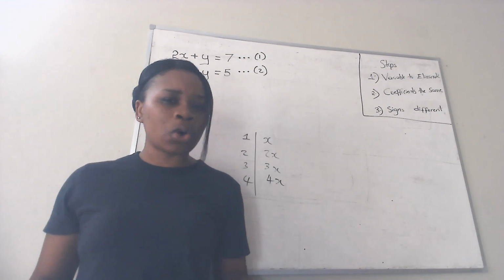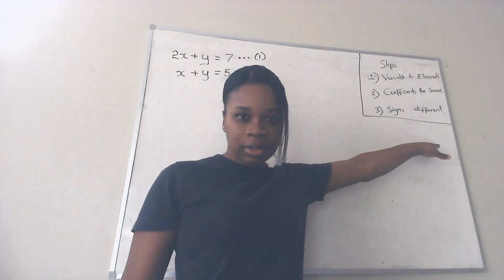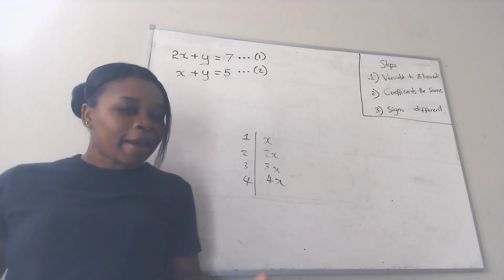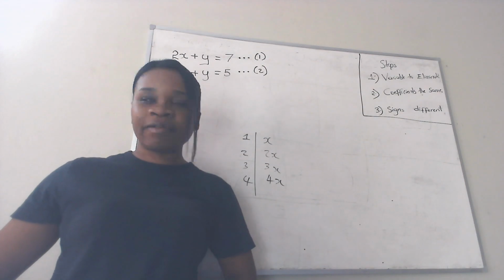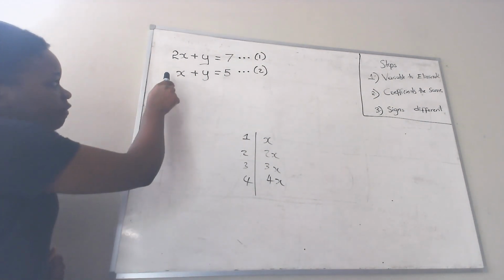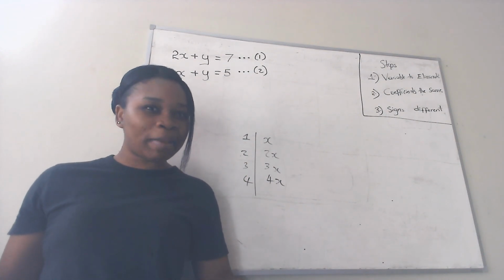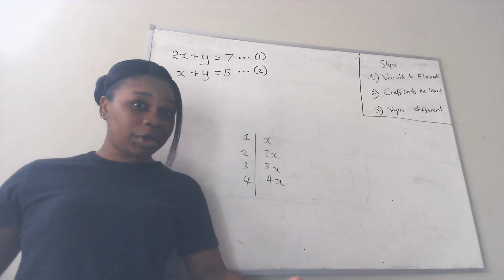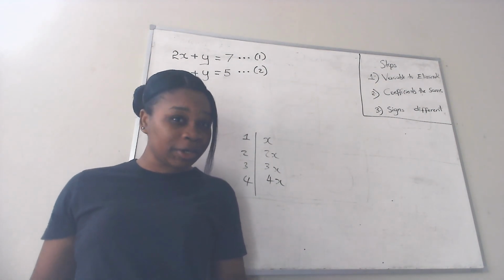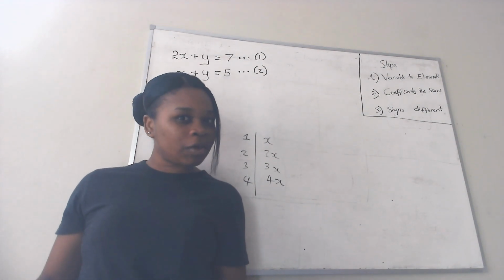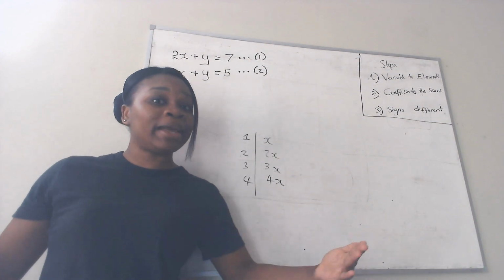But before I do so, look at the third step. The third step is to make the signs different or opposite, meaning that if one is positive, the other must be negative. So let's look at x again. Both of them are positive. How do I know that they're positive? Well, there's no minus in front of them, because if they're not positive, then they must be negative. Unless, of course, it's 0, which is neither negative nor positive. It's neutral.